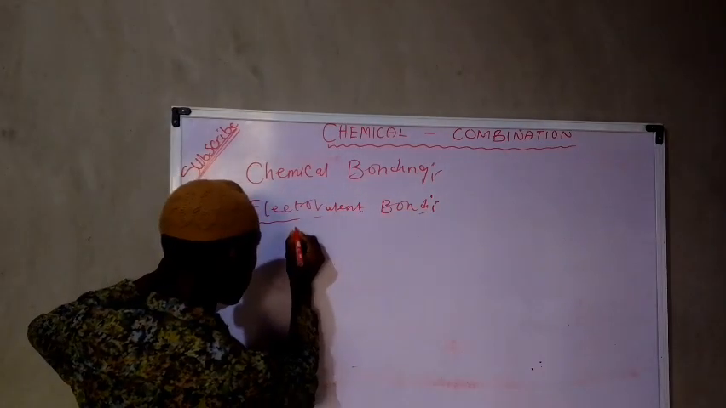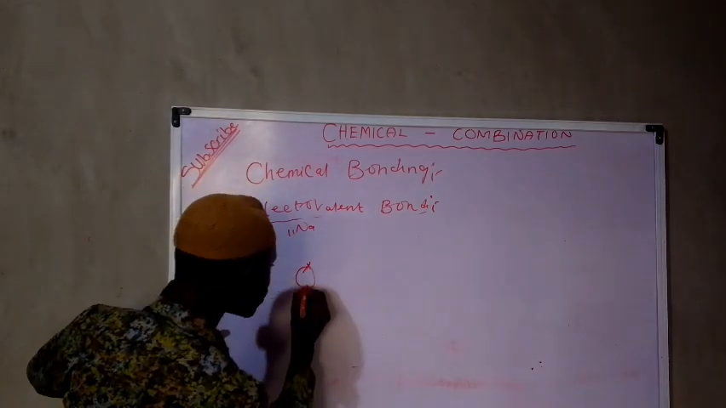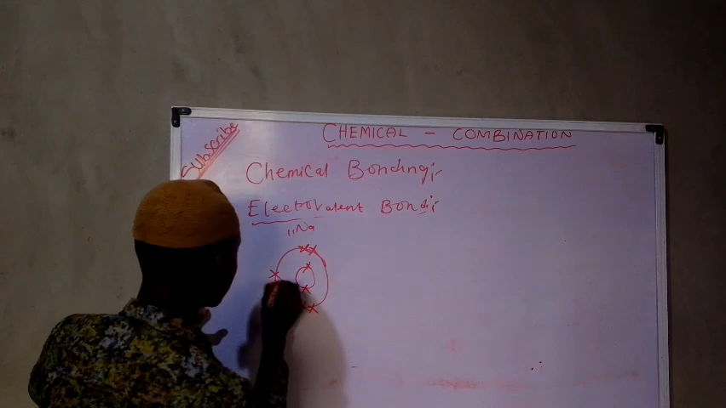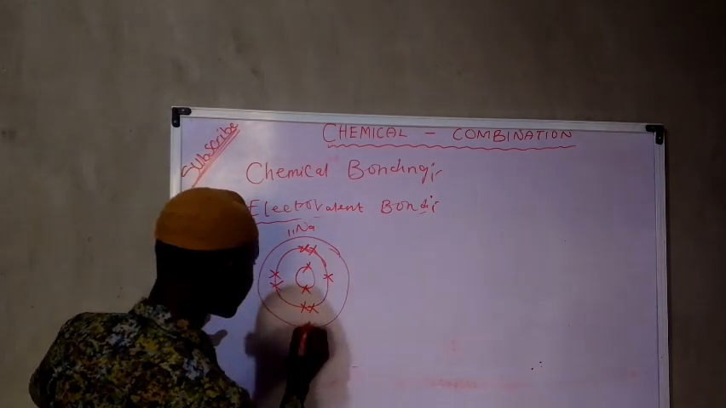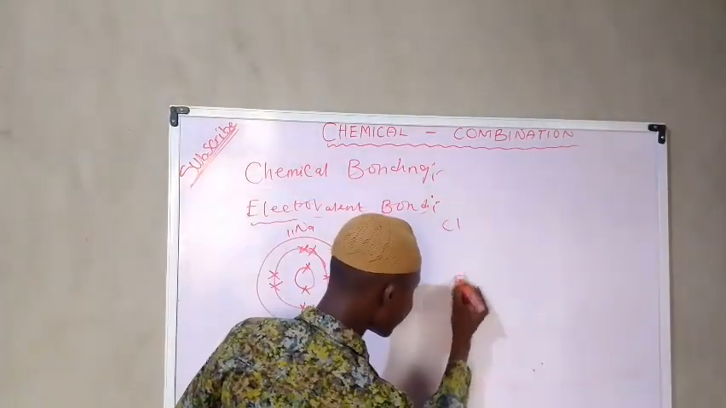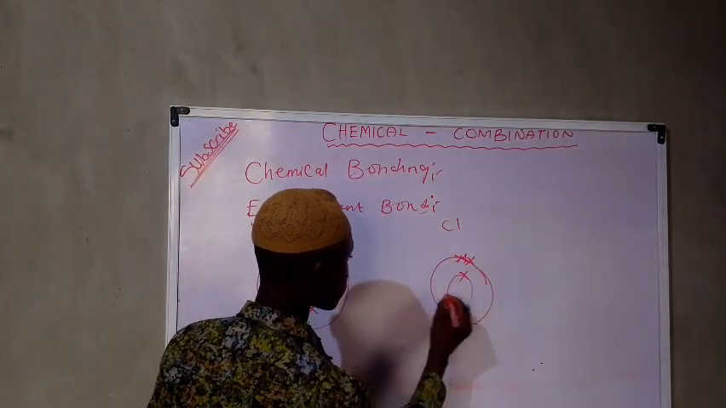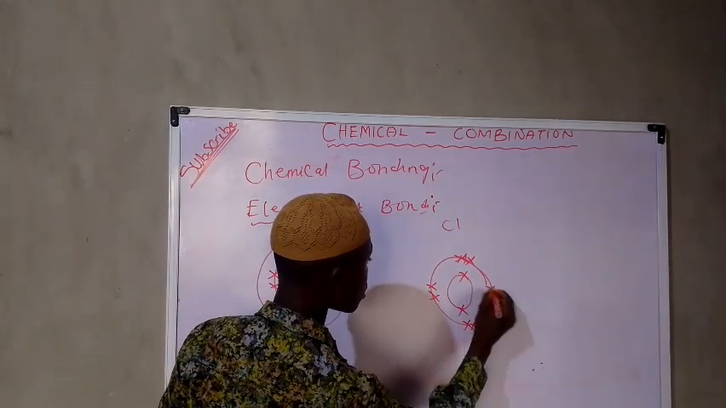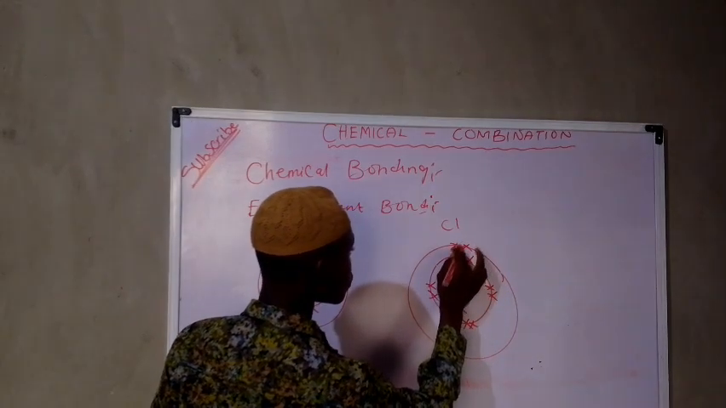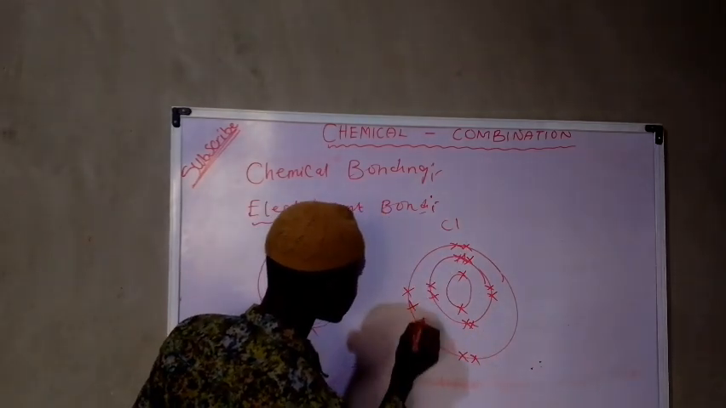For sodium with the atomic number of 11, in its innermost shell it contains 2 electrons. In the next shell it contains 8 electrons, and in the valence shell it contains just 1 electron. Now for chlorine, in the innermost shell it contains 2 electrons, the next shell 8 electrons, and the valence shell has 7 electrons. 1, 2, 3, 4, 5, 6, 7.